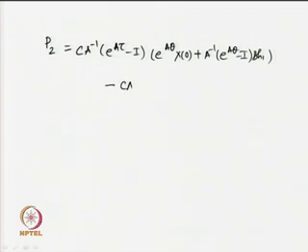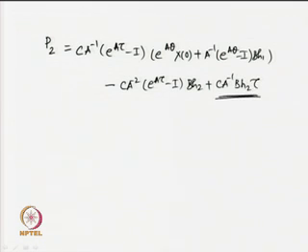minus c a to the power minus 2, e to the power a tau minus I, b h2, plus c a inverse b h2 tau. So, keep in mind the last term, interestingly, is found in the form of c a inverse b h2 tau.